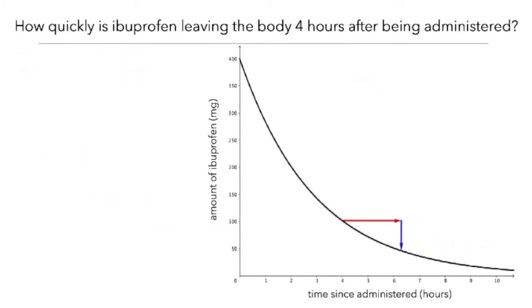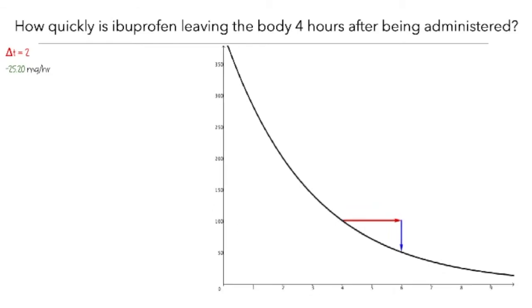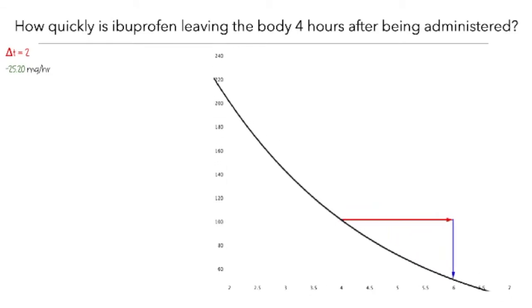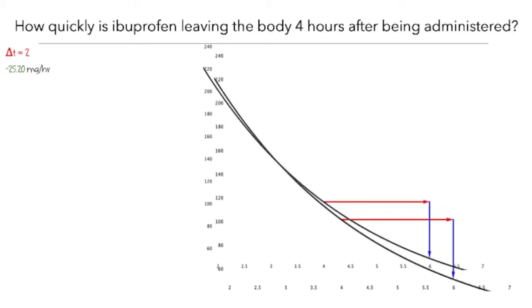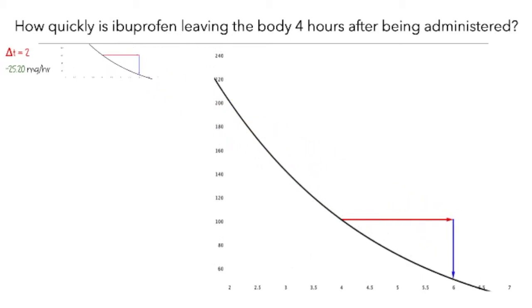Let's begin by making delta t smaller. Say delta t is 2. We can again calculate the average rate of change by dividing the change in f by the change in t. So when delta t is 2 hours, the average rate of change was negative 25.20 milligrams per hour. Let's zoom in a little bit to see this better. We'll keep this image on the screen to compare with some other approximations.